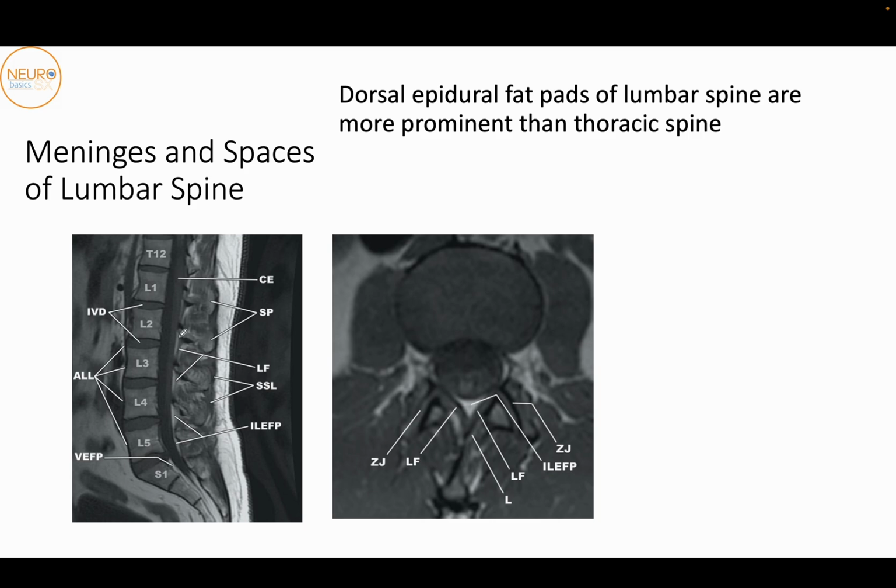You also have these epidural fat pads, which are again very prominently seen in the lumbar spine, the interlaminar epidural fat pads. And as you can see, this is a triangular shaped structure, which is a fat pad.